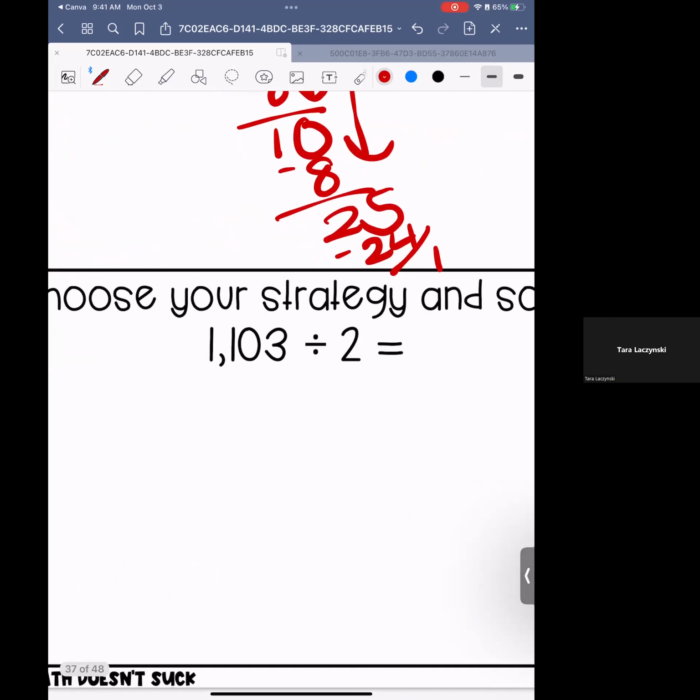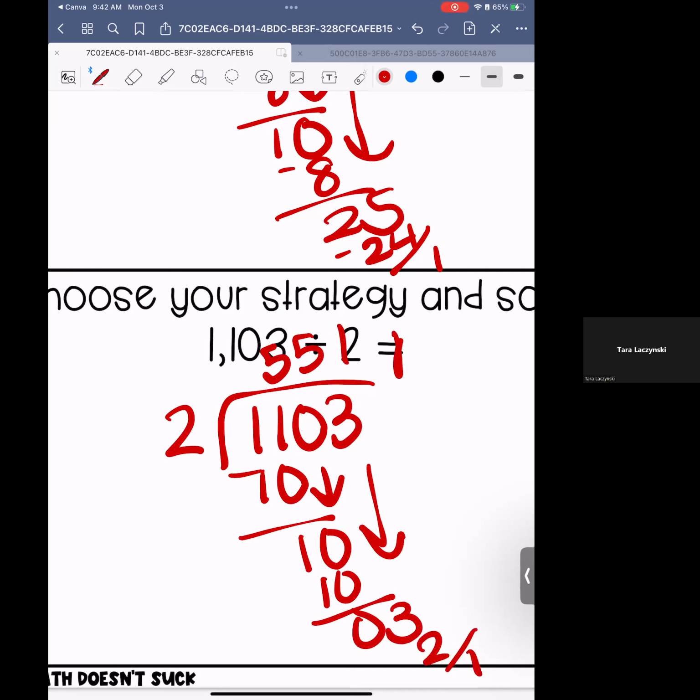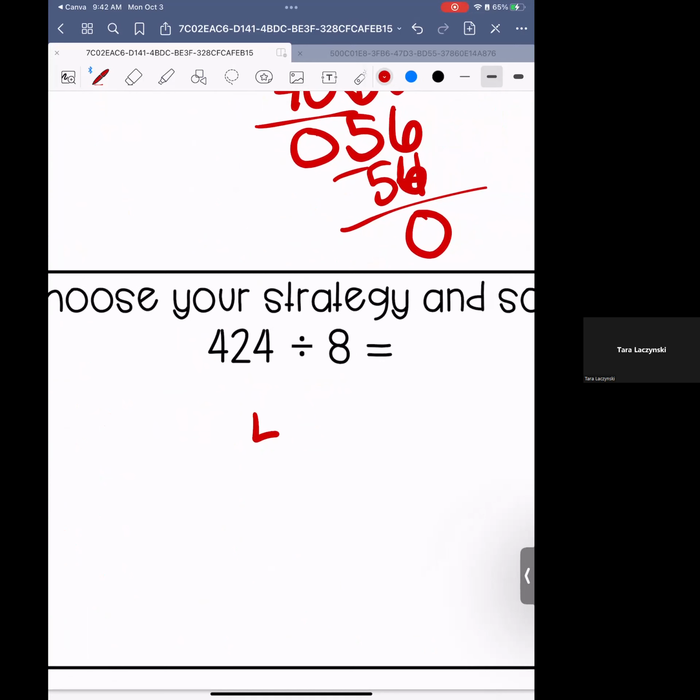2 more. 1,103 divided by 2. 2 does not go into 1, but it goes into 11 5 times. 11 take away 10 is 1, bring down our 0. 2 goes into 10 5 times. Bring down our 3. 2 goes into 3 1 time. Gives us a remainder of 1. 551, remainder 1.